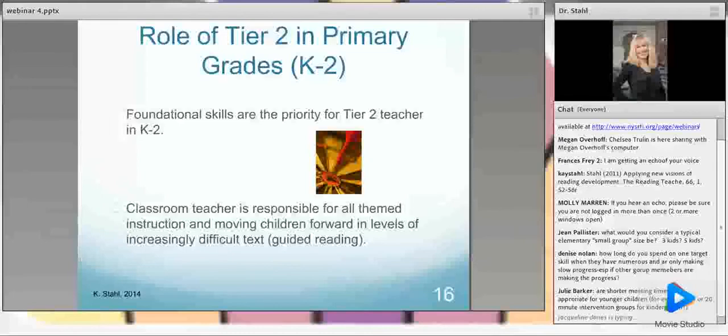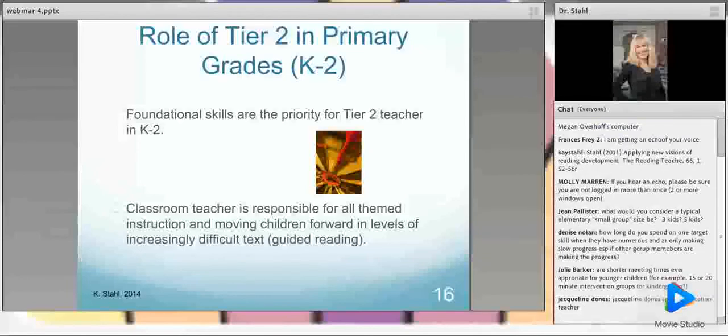Additionally, I believe that teachers in kindergarten and first grade are the teachers who are responsible for moving children forward in levels of increasingly difficult text during that small instructional level reading time, because they should be meeting as classroom gatekeepers in kindergarten, first grade, and early second grade. Those teachers should be meeting each day with their guided reading groups and monitoring through running records what text level children are capable of reading with 90 to 95% accuracy.